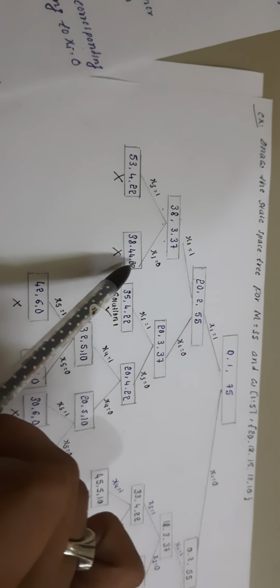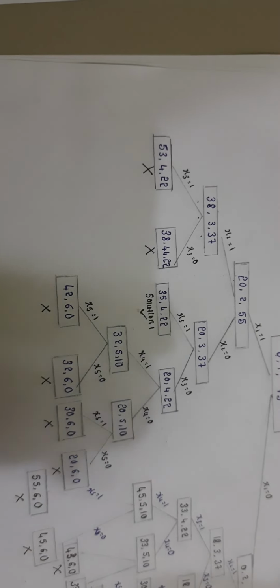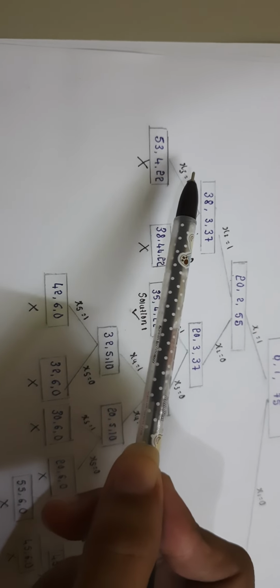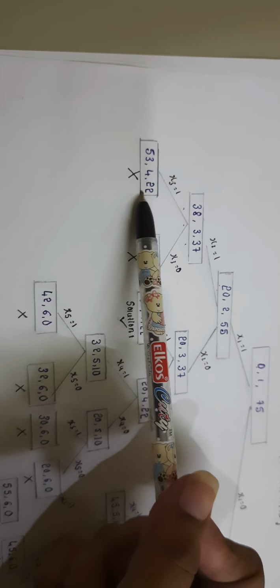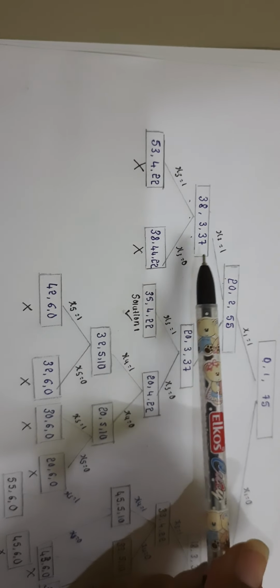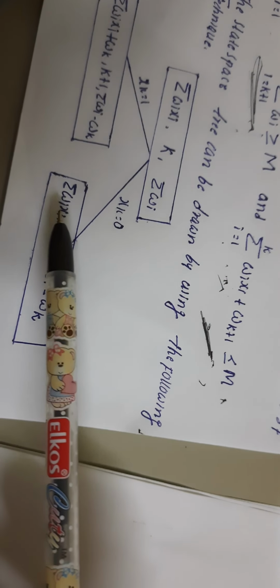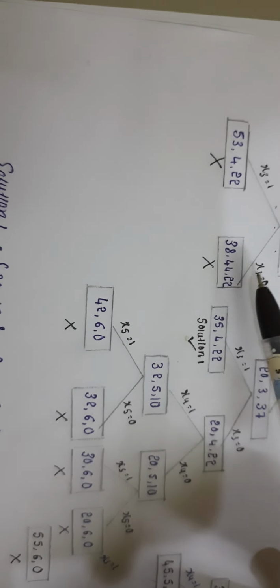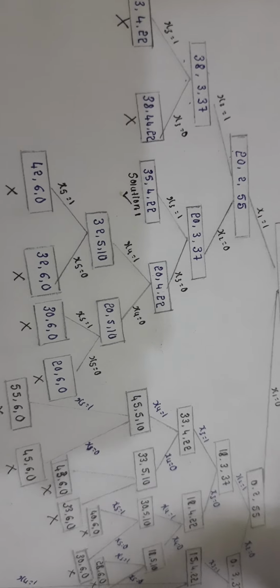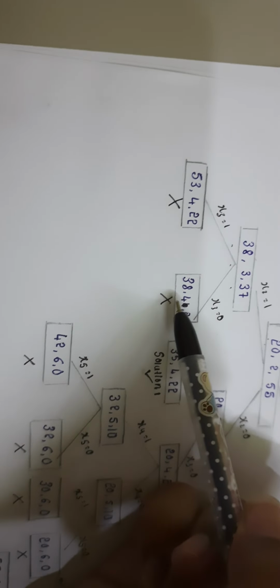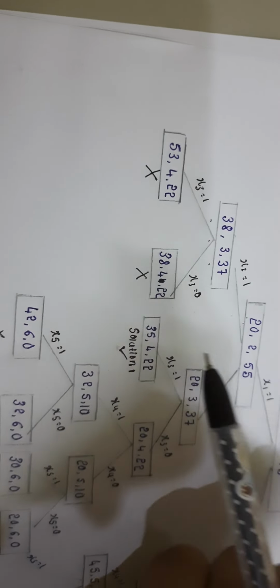Then x3 is equal to 1 or x3 is equal to 0. Here for the third object x3 is equal to 1: 38 plus 15 is equal to 53, 3 plus 1 is equal to 4, 37 minus 15 is equal to 22. And coming to x3 is equal to 0: sigma wi xi is 38, 3 plus 1 is 4, 37 minus 15 is 22. Here 53 is greater than 35, so now we have to kill the node. And 38 is greater than 35, so we have to kill that node too.